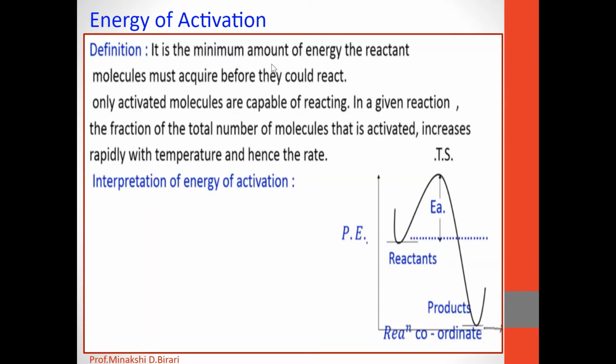It is the minimum amount of energy the reactant molecules must acquire before they could react. Energy of activation is the characteristic of the reaction. It has the dimensions of energy and it is different for different reactions, and that is why different reactions occur with different rates. So the reactions with lower energies of activation are faster at a given temperature than those with higher energies of activation at the same temperature.